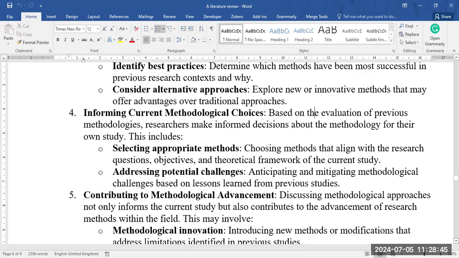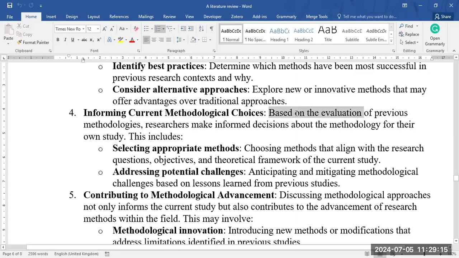Because earlier papers may have been started in 1910, 1920, 1950, 1980, right? So then that may be very old. Sometimes that methodology may be old. So that's why if you want to use some new methodology, it is better to read the latest papers, right? I will show the research method, and you can understand how you can select the latest research. And informing current methodological choices.